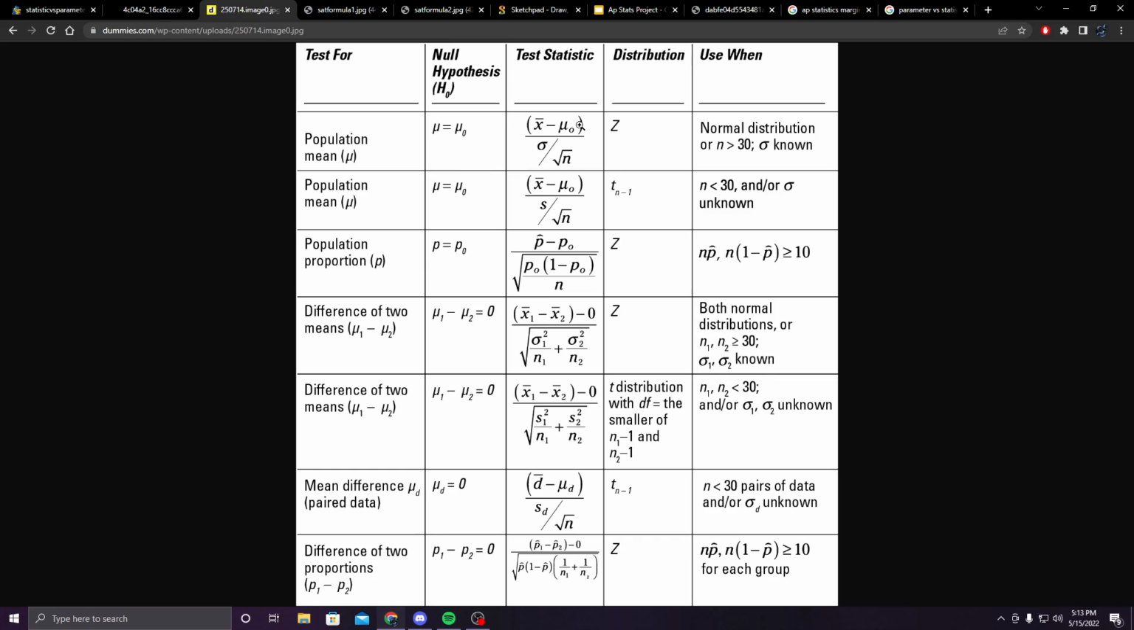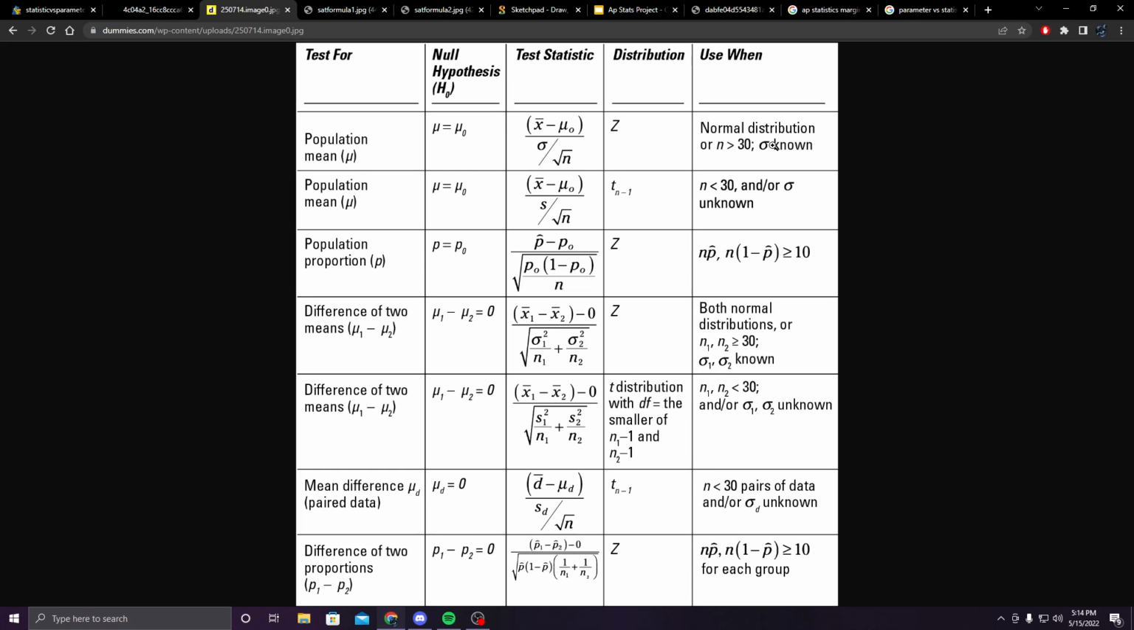Let's go over the Z-test to start off, right? So you know that there are more than 30 people participating, and you know that the standard deviation is known.